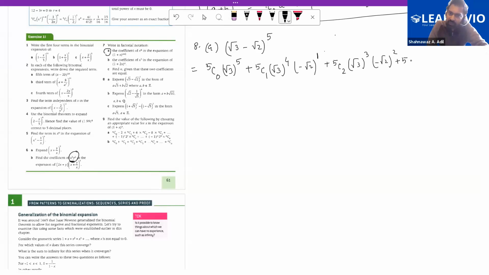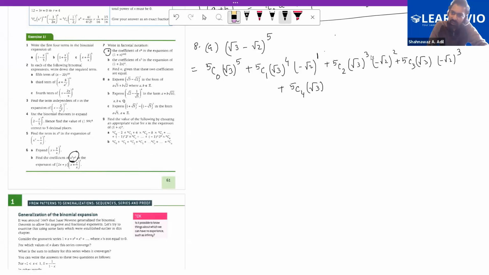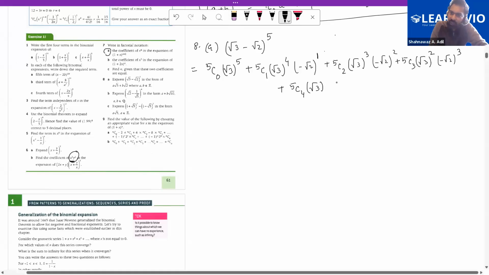Next term is 5c3, root 3 power 4, and then minus root 2 power 3. And the next one is 5c4, root 3 power 5. Every time I just increase this power, so this is 2, and then 1, and then minus root 2 power 4. And the last one is 5c5, this is 0, so that is 1 and root 2 power 5. So this is the expansion.